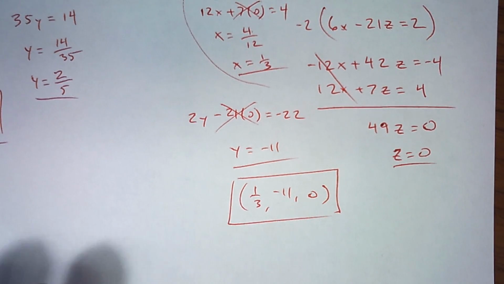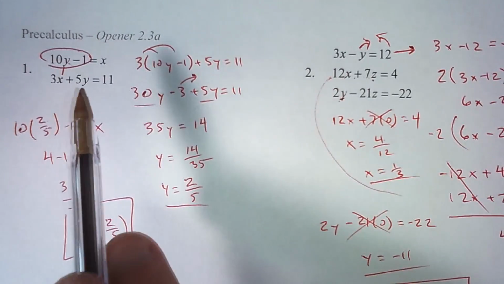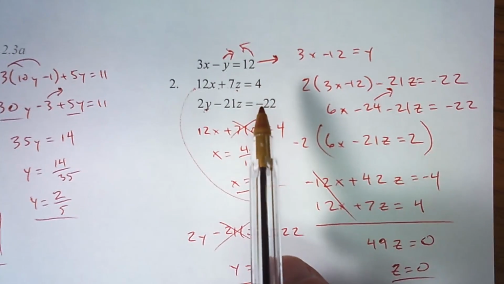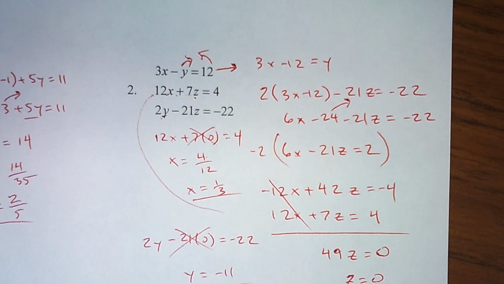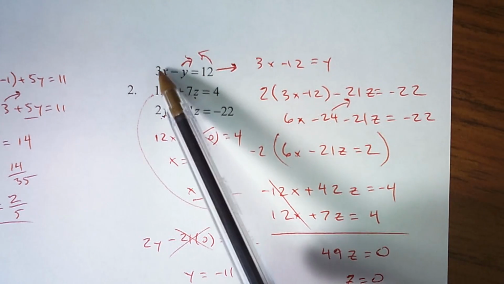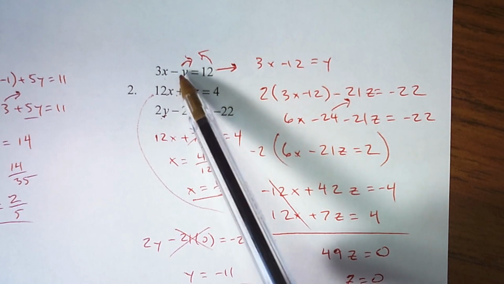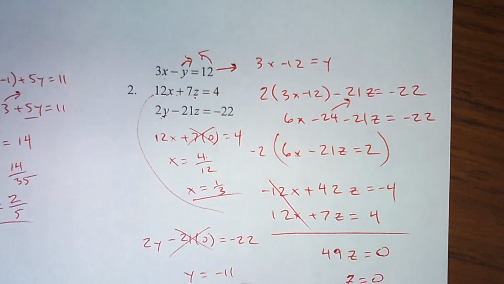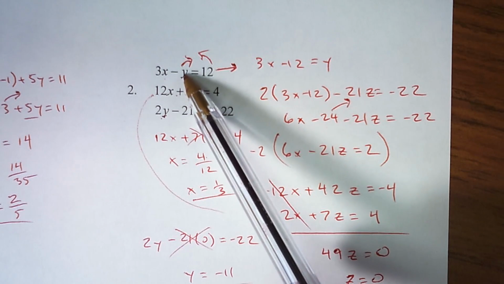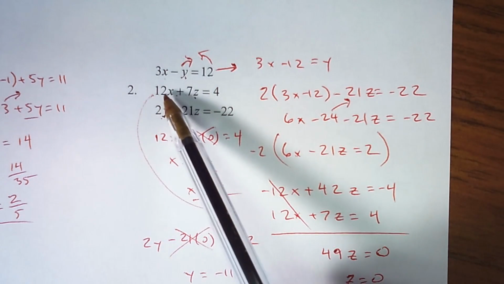Okay, now it's always a good idea to plug your answers in, even on a 2 by 2, but on a 3 by 3, there's just a lot more opportunities for mistakes. So I'll plug in my numbers here. 3 times 1/3 is 1. Okay, and then 1 minus negative 11 is 1 plus 11, which is 12. So my numbers work there.